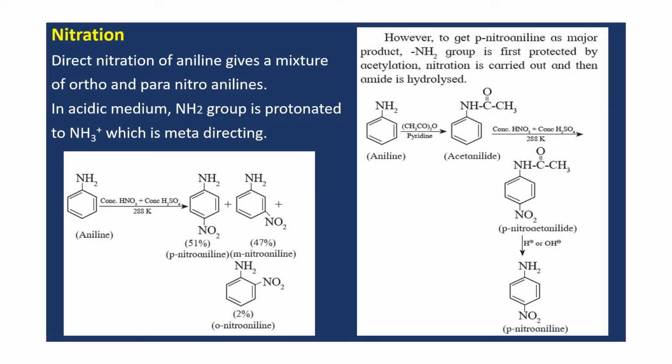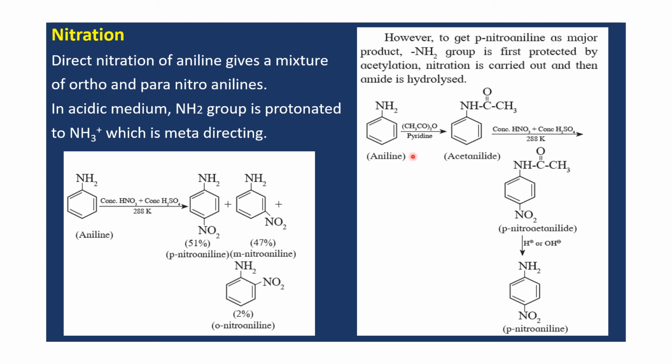Now the second type of electrophilic aromatic substitution reaction is nitration. Direct nitration of aniline gives a mixture of ortho and para nitroanilines in acidic medium. The amino group is protonated to form anilinium ion, which is meta-directive. So aniline on nitration is forming para-nitroaniline, meta-nitroaniline and ortho-nitroaniline. However, to get para-nitroaniline as the major product, the NH2 group is first protected by acetylation, then nitration is carried out and the amide is hydrolyzed.